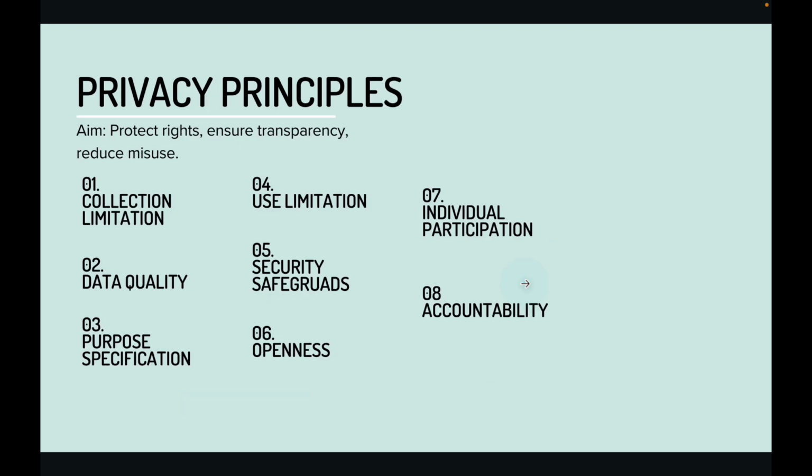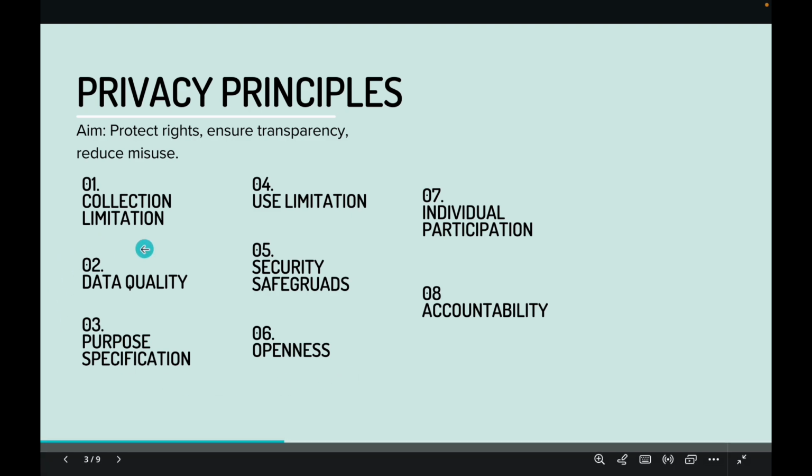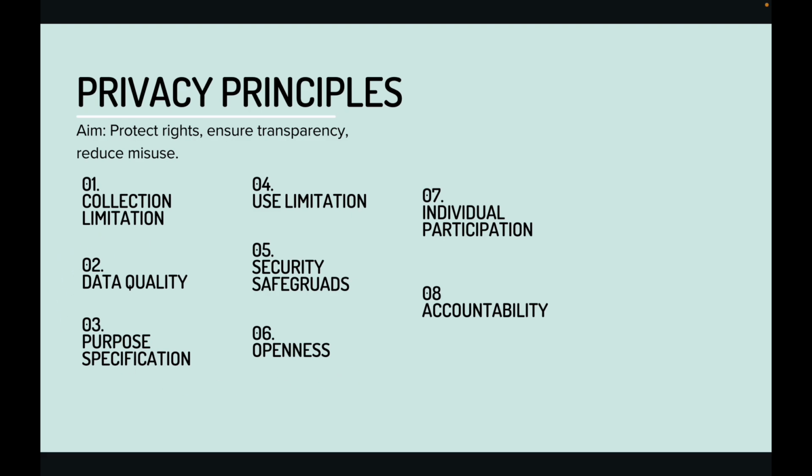In the first part, I will mention privacy principles. Privacy principles can be used as a checklist when we design any database management system to ensure the privacy of data. As in most frameworks, there are eight principles in total. The first one is collection limitation. Collection limitation means that we only collect what we need and explain the reason why we must collect this data. The second one is data quality.